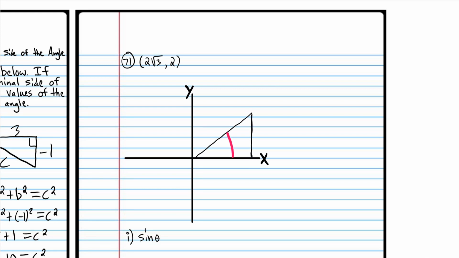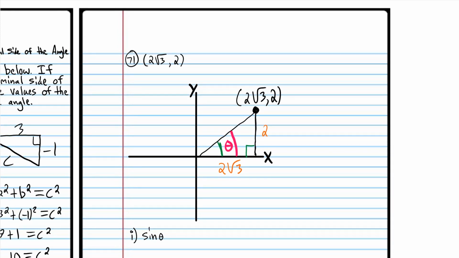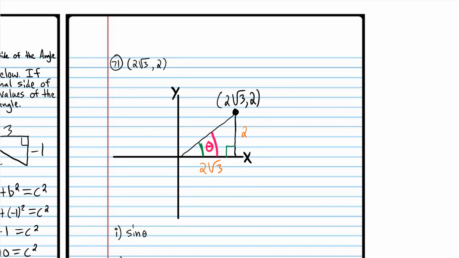And so this is the angle theta, and the reference angle is going to be the same angle because we're in the first quadrant. And this point is (2√3, 2). And what that means is that the length of this side has to be 2√3, and the length of this side has to be 2, just based on the definition that we use for rectangular coordinates. So again, those values probably seem somewhat familiar.